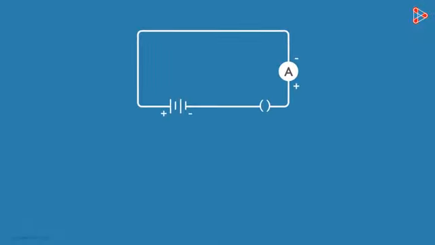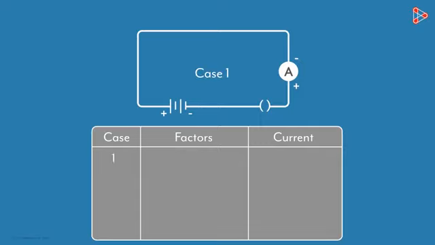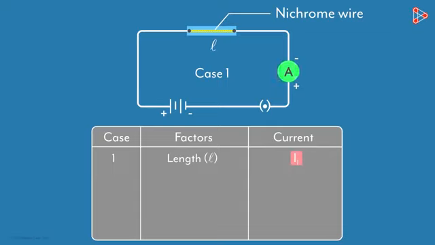Take a small electric circuit like this one, which has a plug key, a power source, and an ammeter. In the first case, connect a nichrome wire between these 2 points. Let the length of this nichrome wire be a lowercase l. Now plug the key and measure the reading in the ammeter.